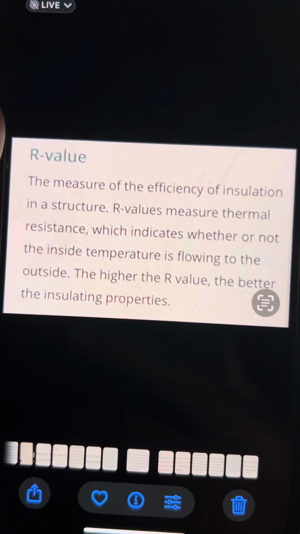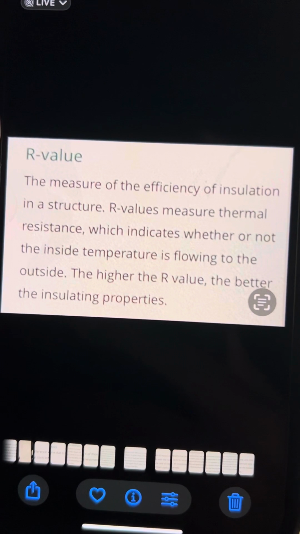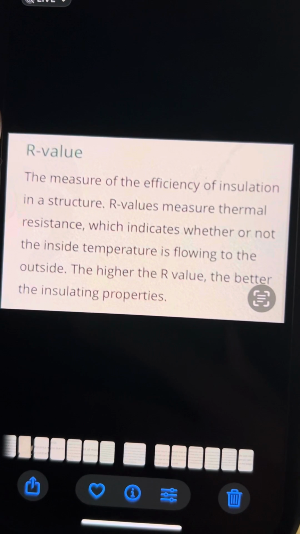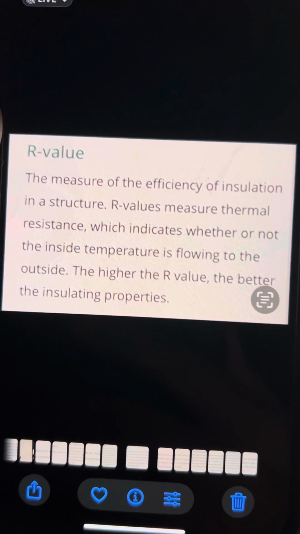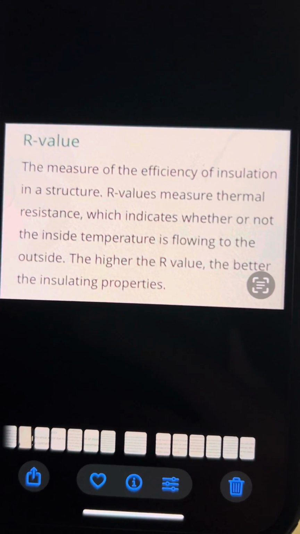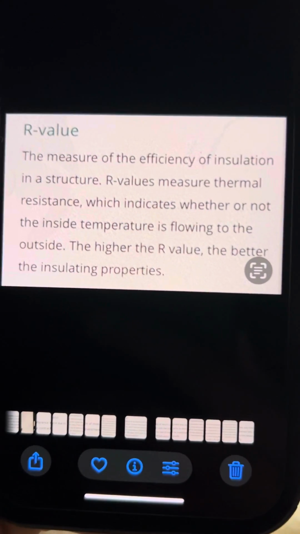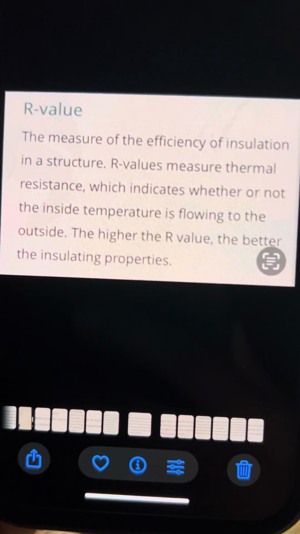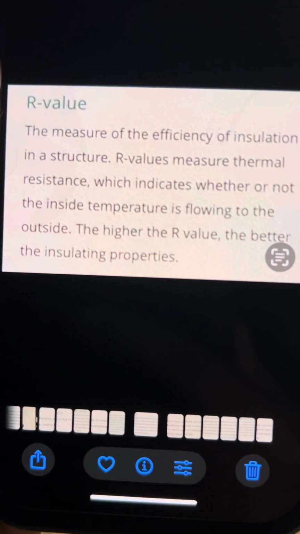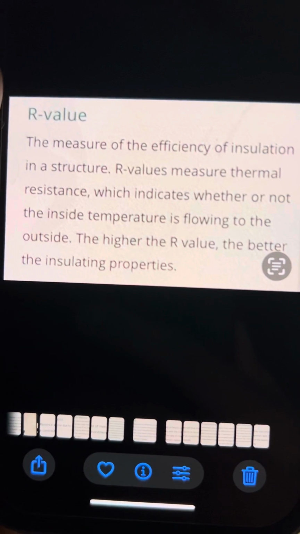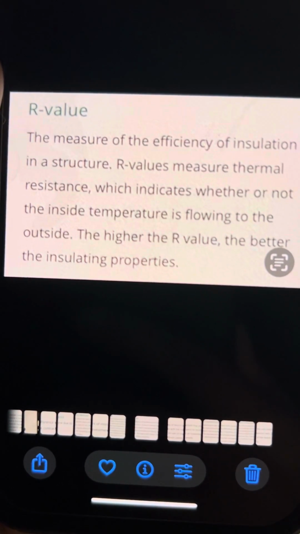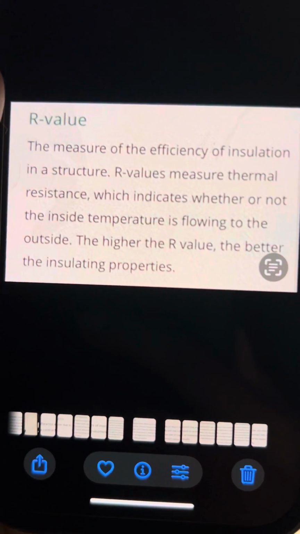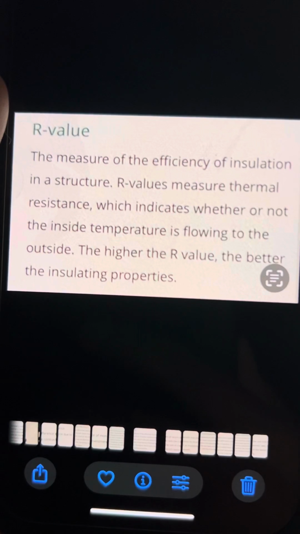Number 9, the measure of the efficiency of insulation in a structure. R values measure thermal resistance, which indicates whether or not the inside temperature is flowing to the outside. The higher the R value, the better the insulating properties. The answer is R value.